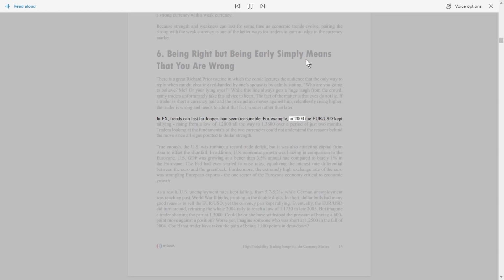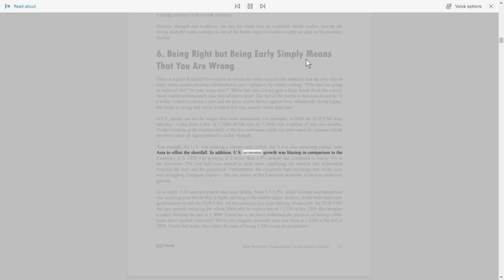For example, in 2004 the euro to US dollar kept rallying, rising from a low of 1.2000 all the way to 1.3600 over a period of just 2 months. Traders looking at the fundamentals of the two currencies could not understand the reasons behind the move since all signs pointed to dollar strength. True enough, the US was running a record trade deficit, but it was also attracting capital from Asia to offset the shortfall.